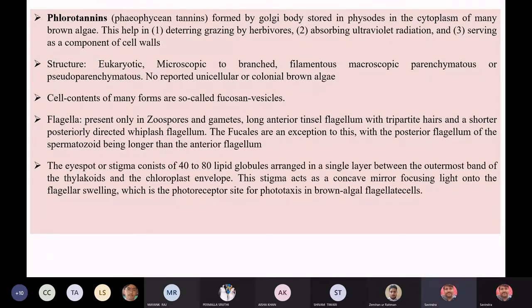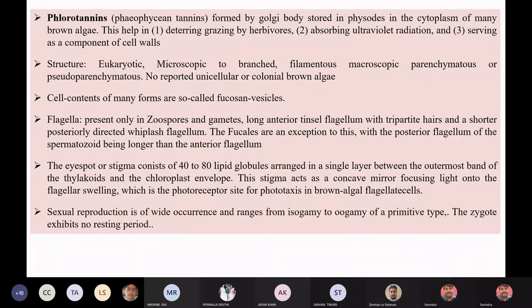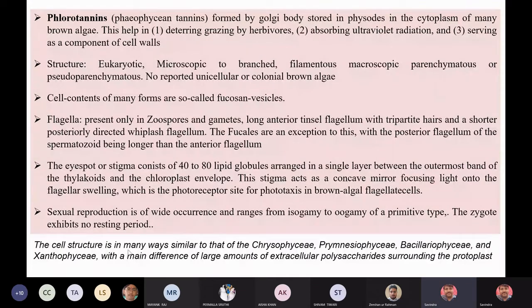Eye spots are also present, around 40 to 80 lipid globules. Sexual reproduction is also very complex, ranging from isogamous to oogamous. The cell structure is in many ways similar to that of Chrysophyceae, Prymnesiophyceae, Bacillariophyceae and Xanthophyceae, with the main difference being a large amount of extracellular polysaccharides surrounding the protoplast.